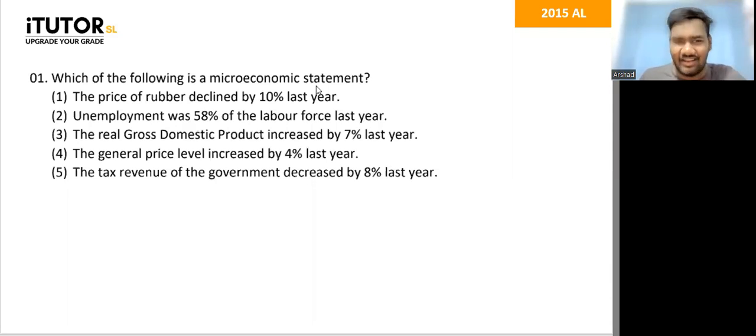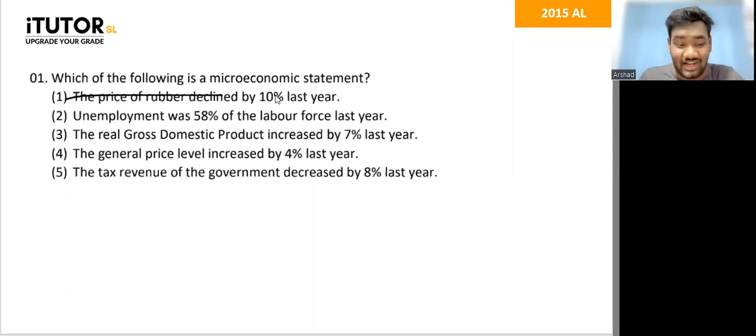Can you tell me, guys? Easy one. Price of rubber declined by 10% last year. Unemployment was 58%. Real GDP has increased by 7%. General price level increased by 4%. The tax revenue of the government decreased by 8%. Think and tell me which one of this is talking about a small part of the economy, maybe one good, one firm, right? One individual. So one of these sentences is talking about one small part. Which one is that? That's answer number 1, right?